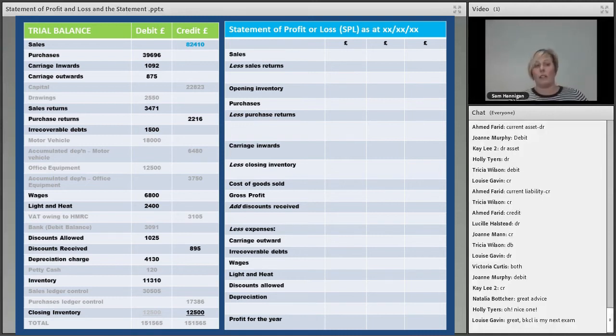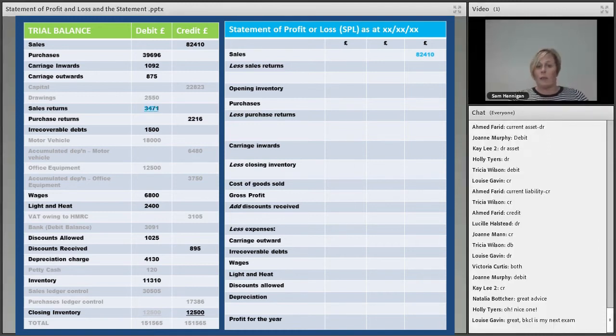Okay then, so the first thing we're going to look at is it's always your sales information at the top. Then it goes to your cost of sales, and then it goes down to your expenses. So the first thing we're going to put in is a sales figure. So that's a starting point.